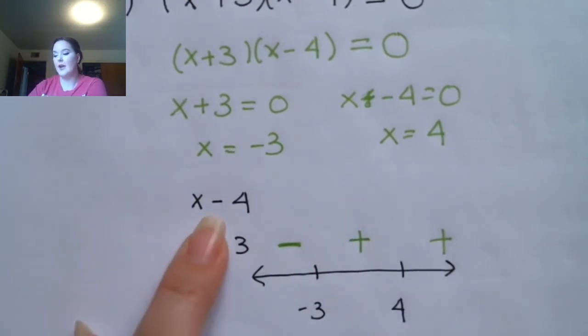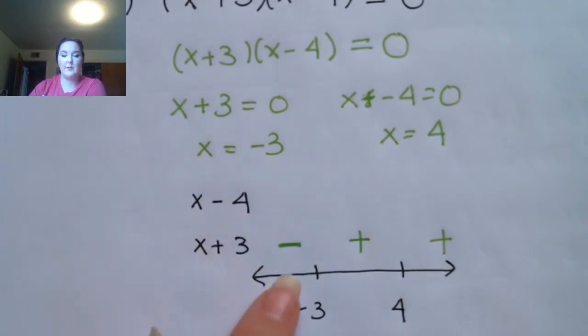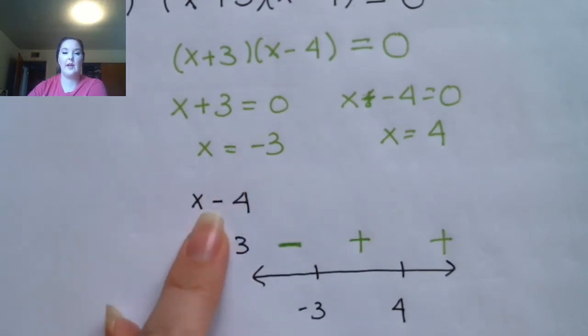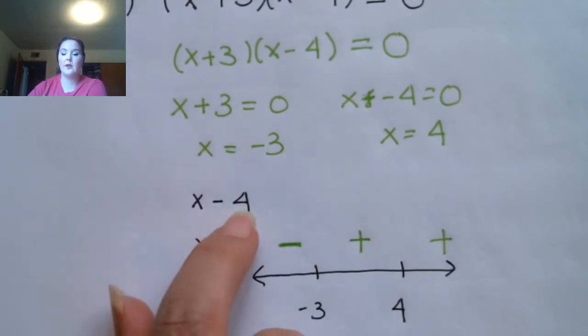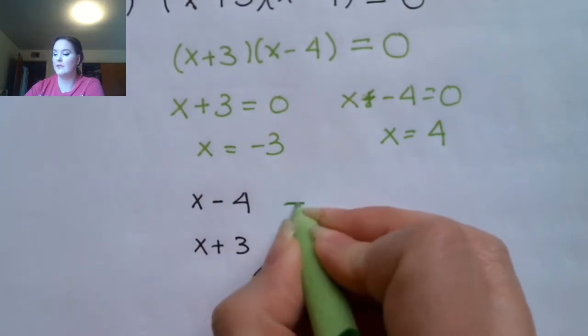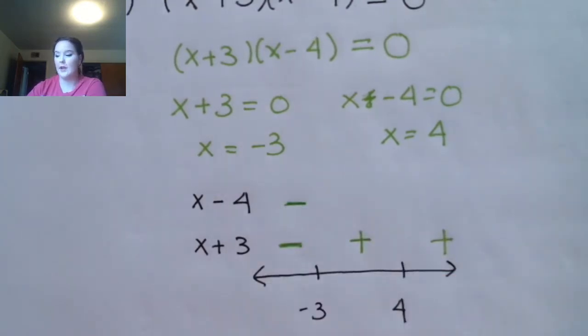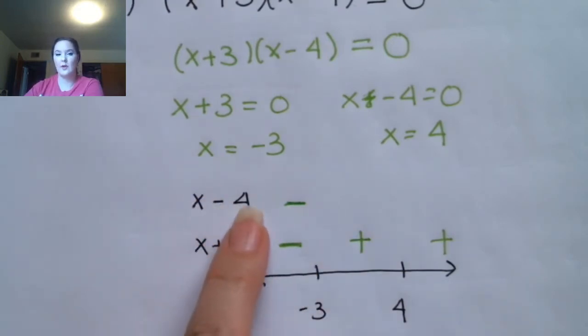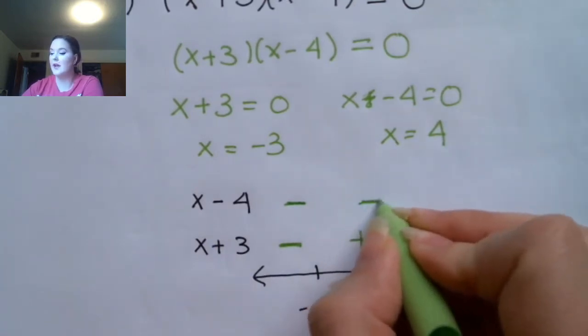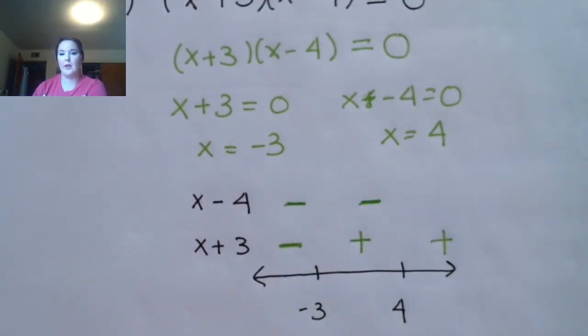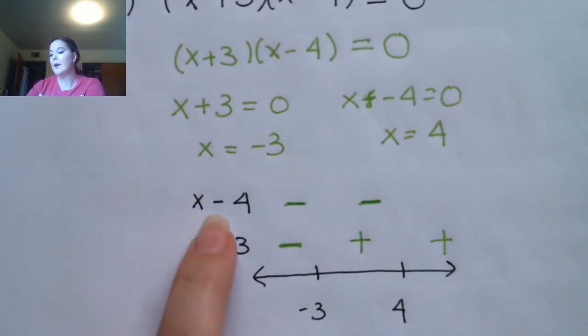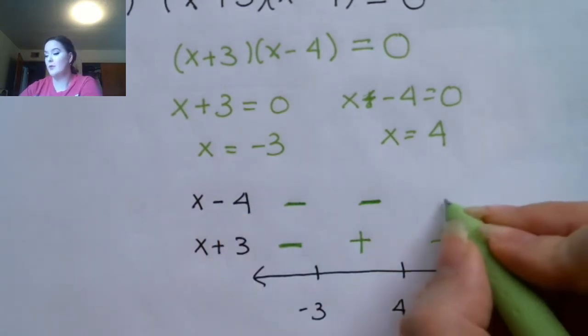Now for x - 4, I'm going to do the same thing. I'm going to pick a value over here for x, something like negative 6. Negative 6 minus 4 is negative 10, so this will be negative. Then I'm going to pick something in here, like 1. 1 minus 4 is negative 3, so that's negative again. Then I'll pick something bigger than 4, like 5. 5 minus 4 is 1, which is positive.